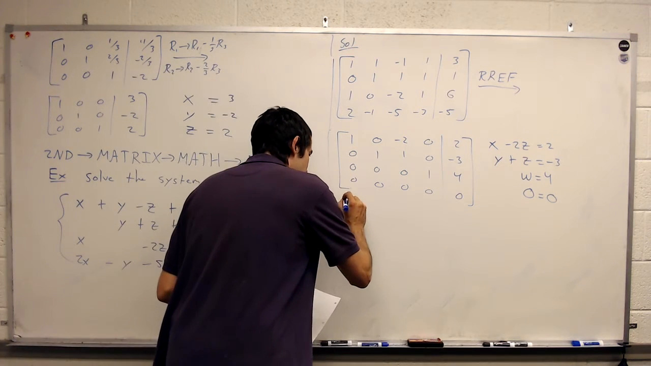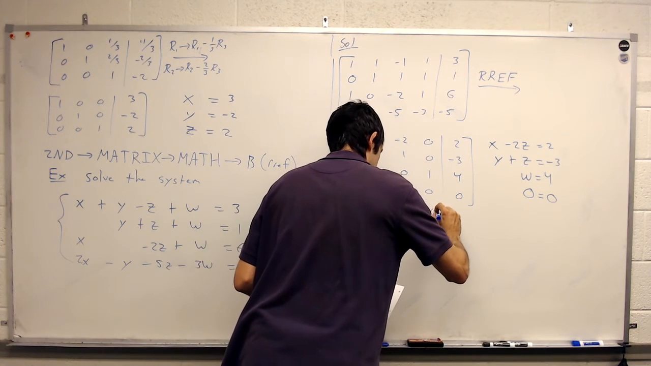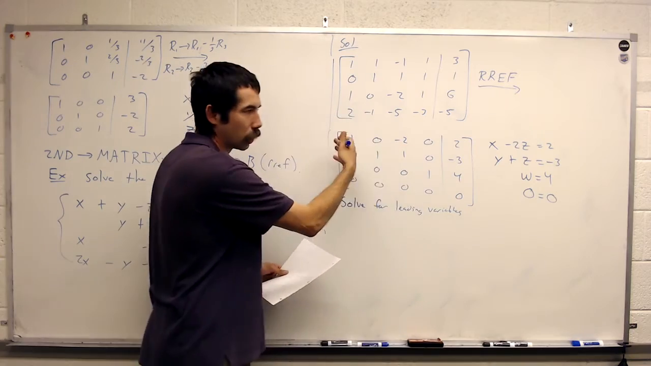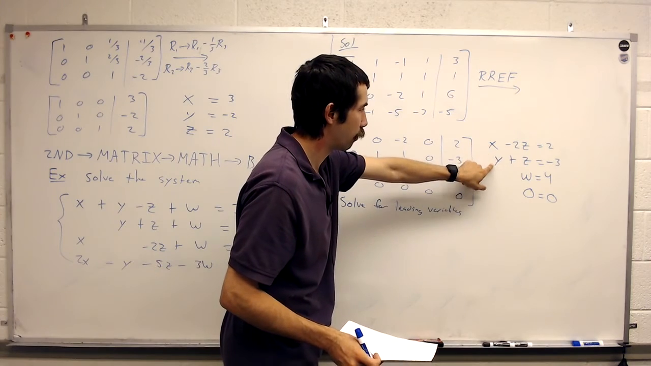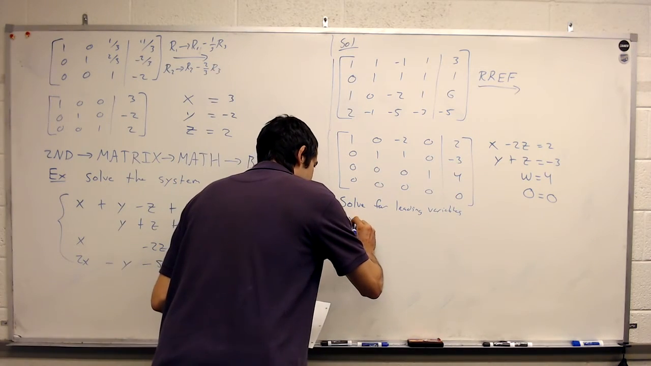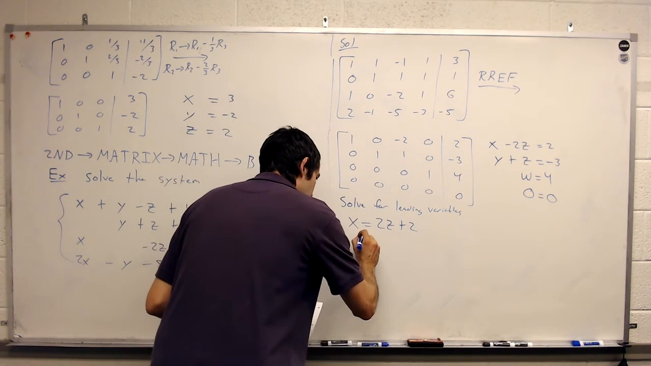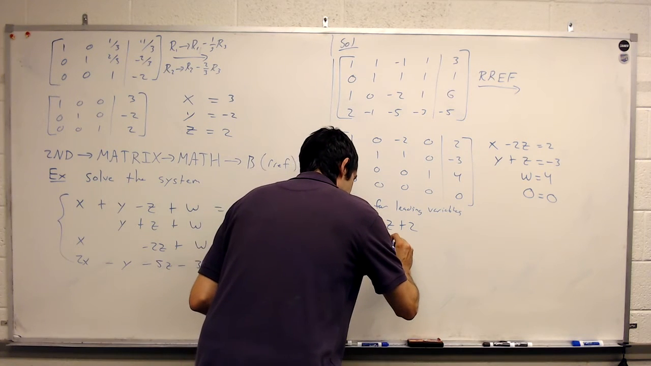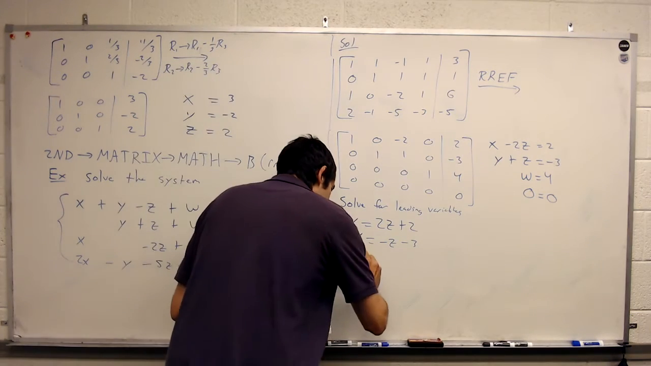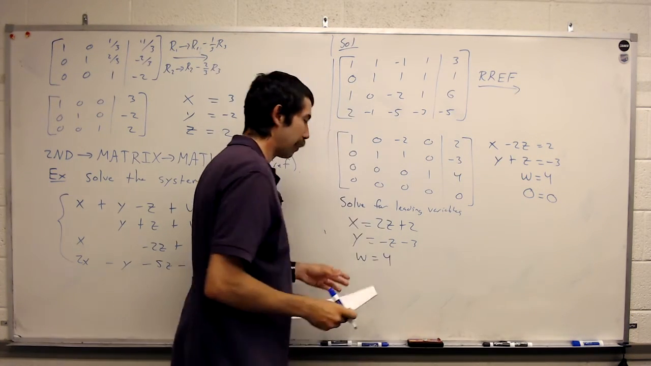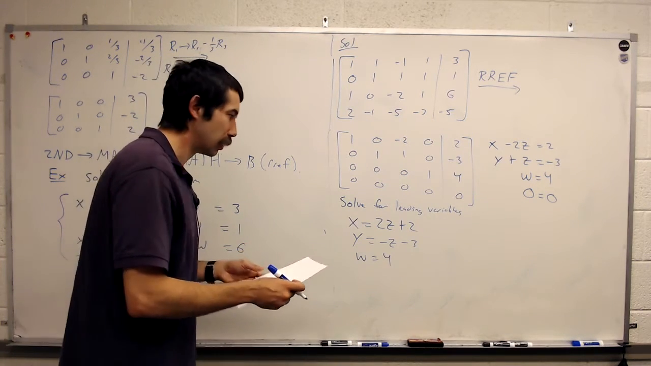And so what we're going to do is we're going to solve for the leading variables. Leading meaning showing up more left in our matrix. All right, so we're going to solve for x in terms of z, solve for y in terms of z. So we have x equals 2z plus 2. Y equals minus z minus 3. W has to be 4. And we have no way to solve for z. So z is called a free variable, or it could be any number.